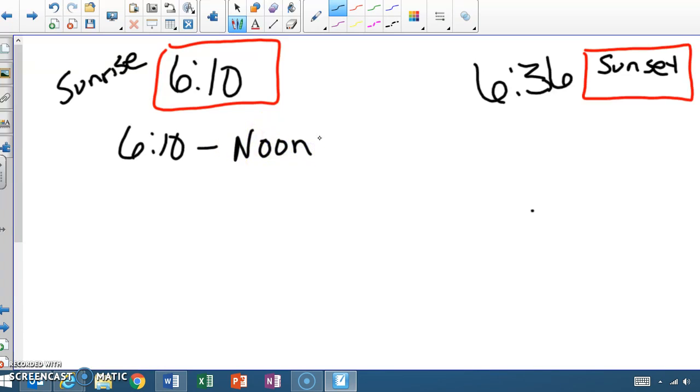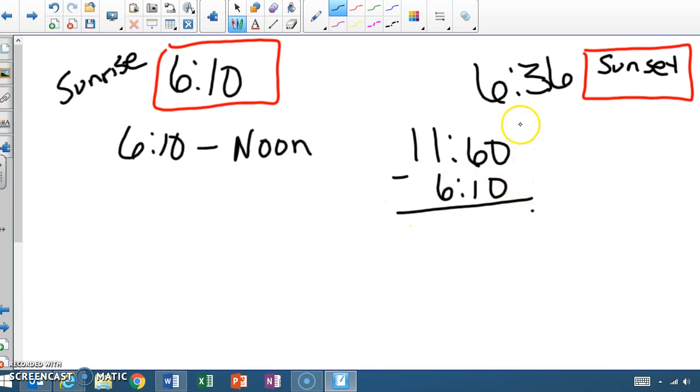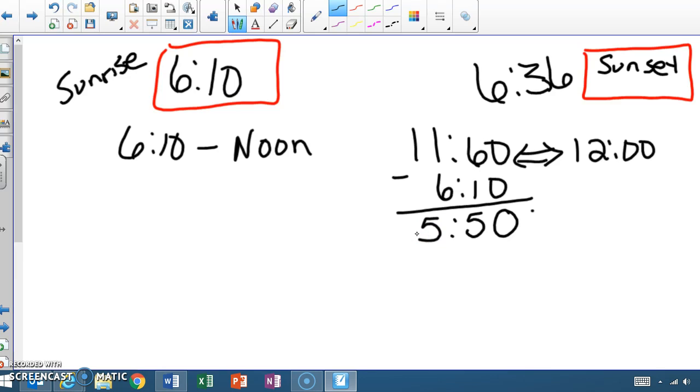So I tell the students to set their problem up as 11:60 minus 6:10. And the reason why we go with 11:60 is because 60 minutes is 1 hour, and we know that noon means 12 o'clock. So 11 hours and 60 minutes is the same as 12 o'clock. So we do our mathematics and we subtract. And you have to be very careful, because the slightest calculation that is done incorrectly, your whole problem will be thrown off.